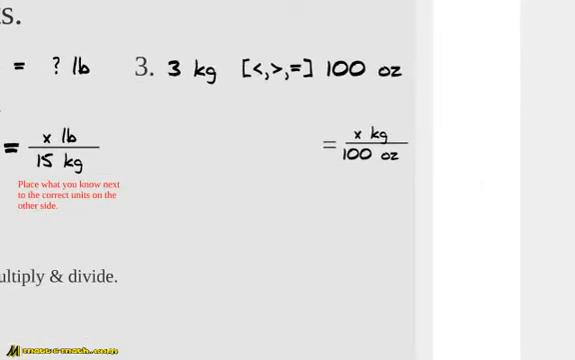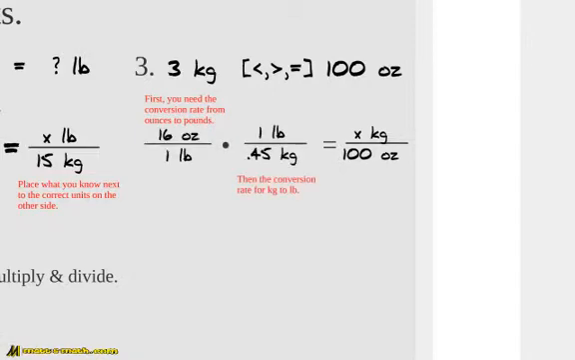All right. Now, let's talk about this one. This one's a little interesting because we're talking about, is 3 kilograms less than, greater than, or equal to 100 ounces? Now, we don't have a kilograms to ounces, do we? But we do have kilograms to pounds. So how do you convert 100 ounces to pounds? You just divide by 16, right? Okay, first we have to make it ounces to pounds. 16 ounces is 1 pound.